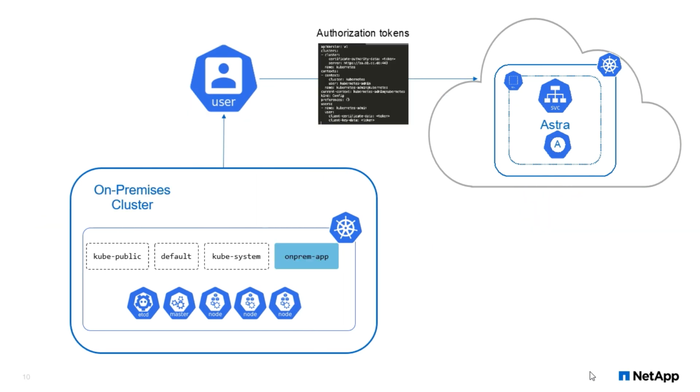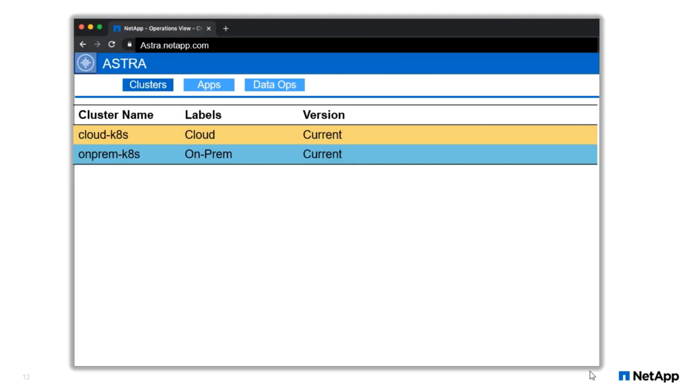As for on-premises use cases, it is the Kubernetes administrator who registers their cluster with Astra. Lastly, as observed in the management console, the user sees two Kubernetes clusters registered to Astra. Let's have a look at how Kubernetes applications are discovered and registered in Astra. This is particularly important for customers with existing deployments.